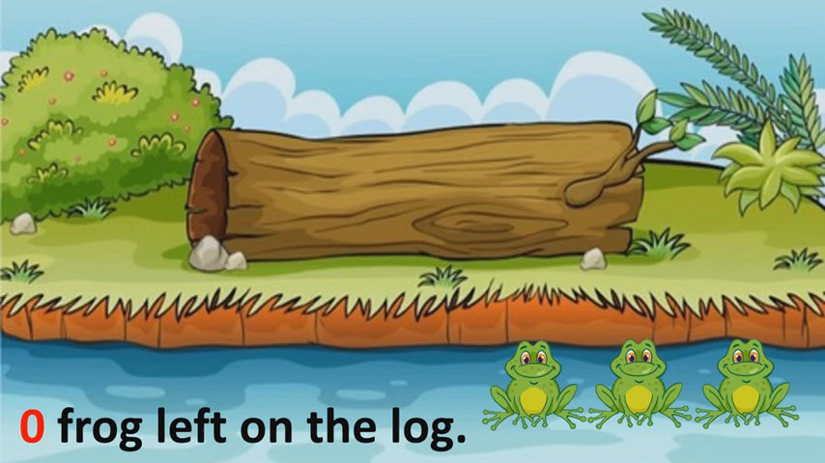There were 3 frogs on the log. Out of those 3, the first frog jumps into the pool, then the second one jumps into the pool. Now the third one also jumps into the pool. Out of 3, all 3 jump into the pool, so no one is left on the log. When we say that no one or nothing is left on the log, that means there are 0 frogs left on the log.